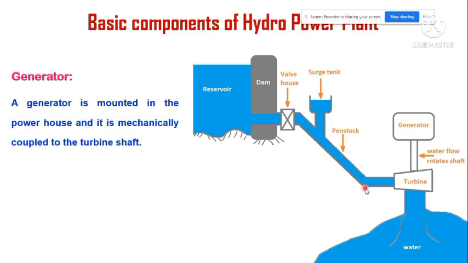Generator. A generator is actually mounted in the powerhouse. It is mechanically coupled to the turbine shaft. When the turbine blades are rotated, it drives the generator. Electricity is generated, which is then stepped up with the help of the transformer for further power transmission purposes.